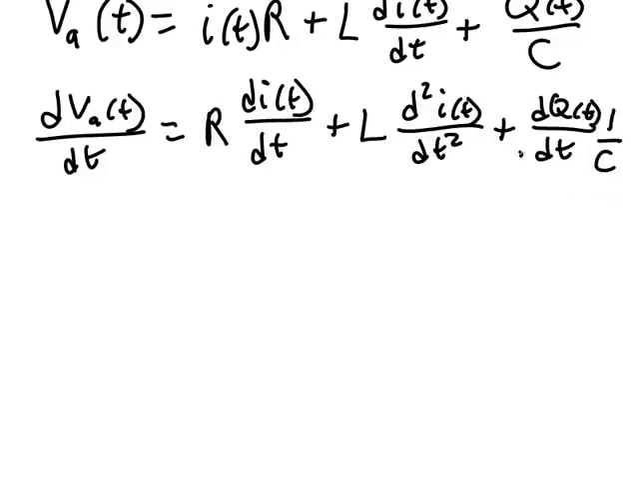I'm going to recognize that this term is equal to I of t, since current is the change in charge. And I'm also going to rewrite this using a dot to represent derivative with time and a double dot to represent the second derivative, just so this will be easier to write.